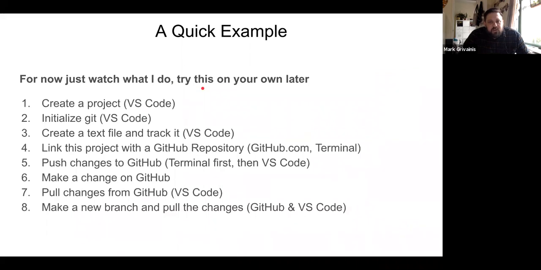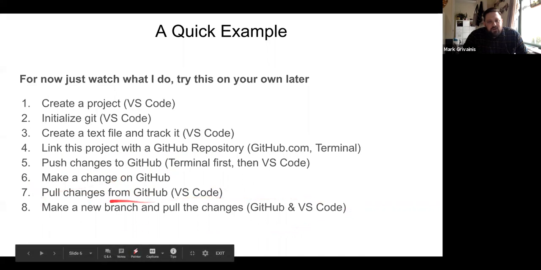So the first thing that we're going to do is I'm just going to quickly run through the workflow of how to create a new project in VS Code, how we would initialize Git, how we would add a text file and keep track of it in VS Code. Then I will cover linking this project to GitHub, and then we will push the changes from our local computer to GitHub, and we'll make some changes on GitHub, pull those changes back into Visual Studio Code. So this would be simulating a collaborator working on the same project as you. And finally, we'll make a new branch so that we can see how branches work in a high-level overview.